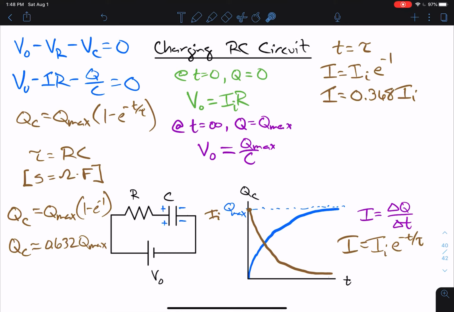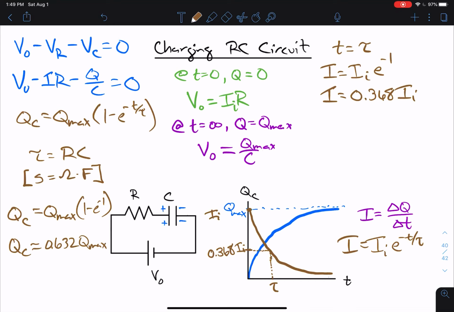And so we can look at graphs. So if we come down here to our graph, if I'm talking about the current, I say, okay, right here, let's say that's 0.368, that's 36.8% of the initial current, okay? Well, I go across. It's right there. And then if I go right straight down, that has got to be tau.